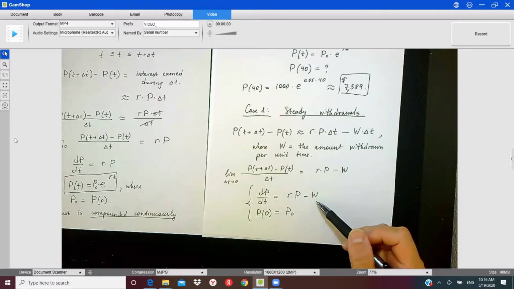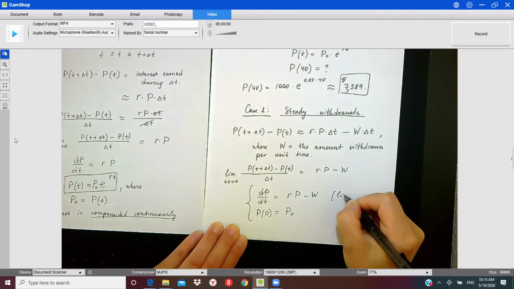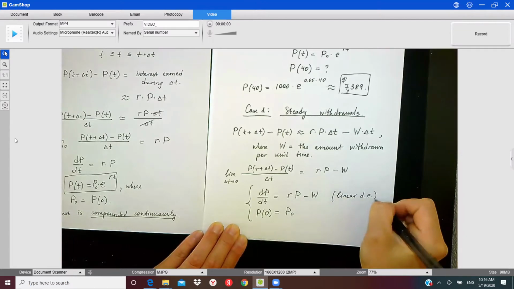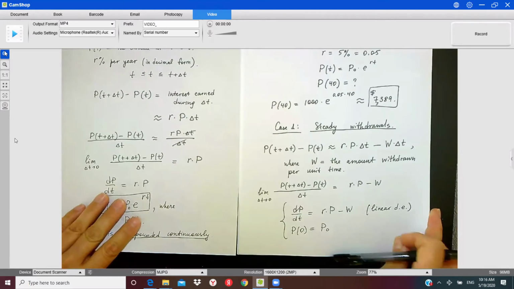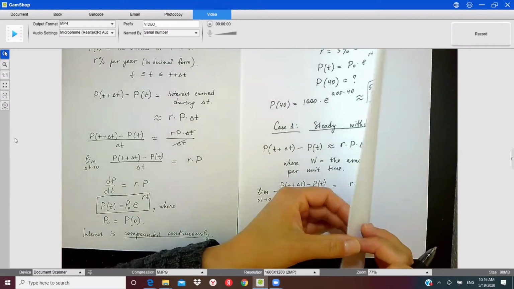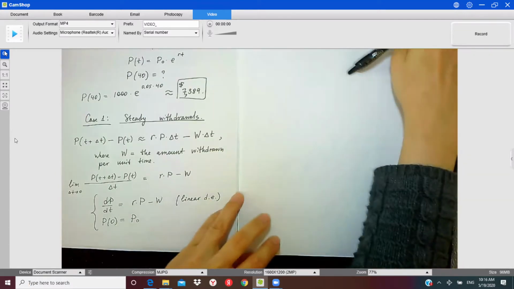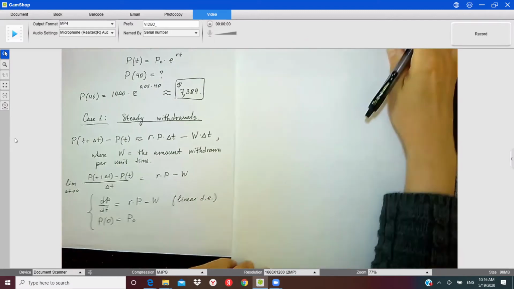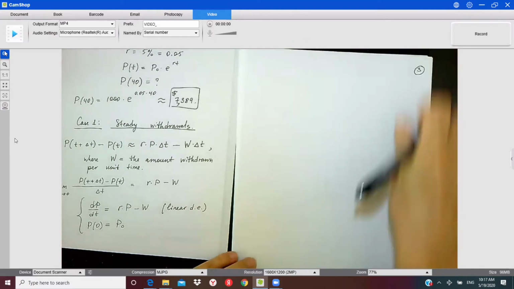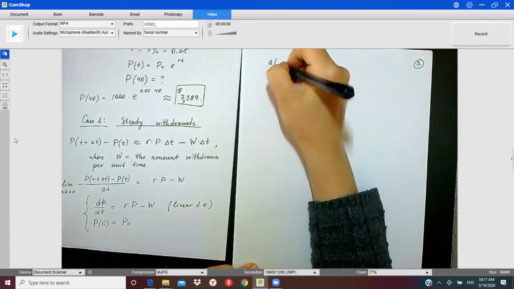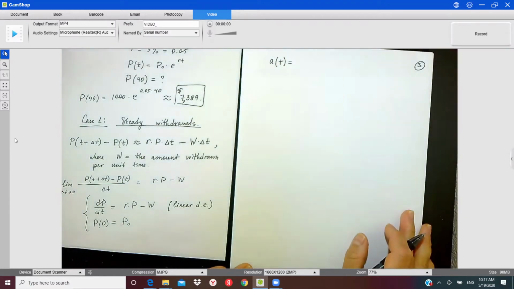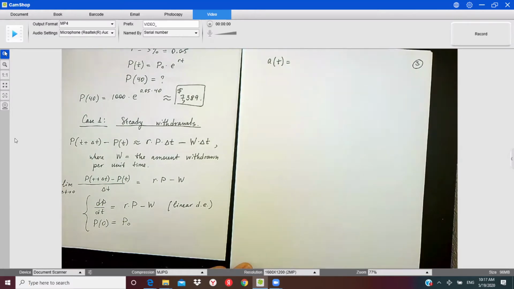What kind of equation do we have here? What kind of equation is this one? Linear? Linear, excellent. This is a linear differential equation. We know how to solve this. So I'm going to continue here. Let's solve it. What is the integrating factor, a of t? Is it r? Excellent, that's correct.